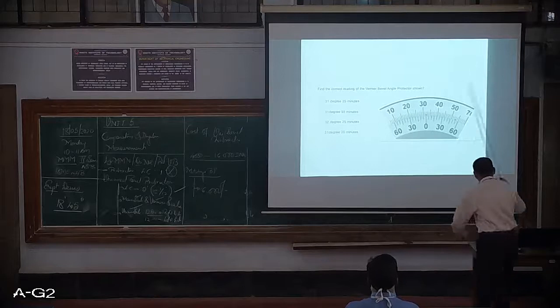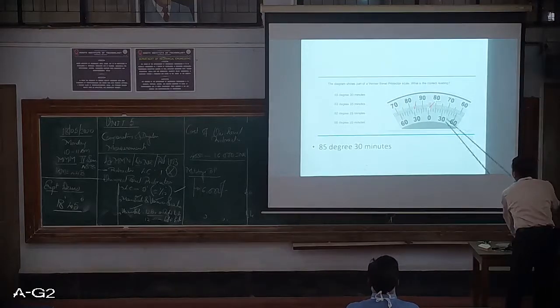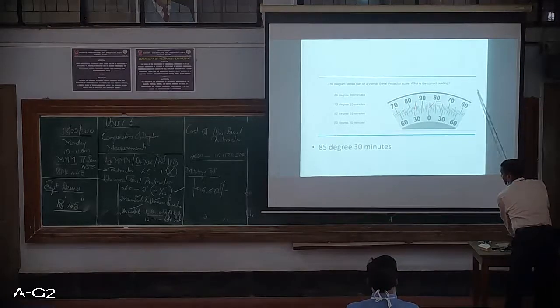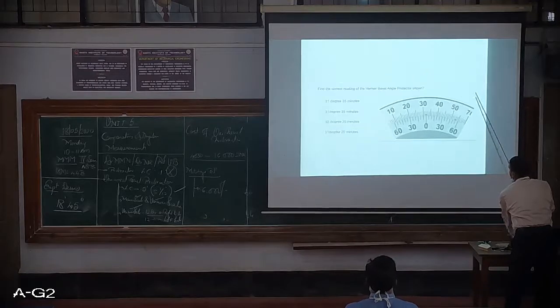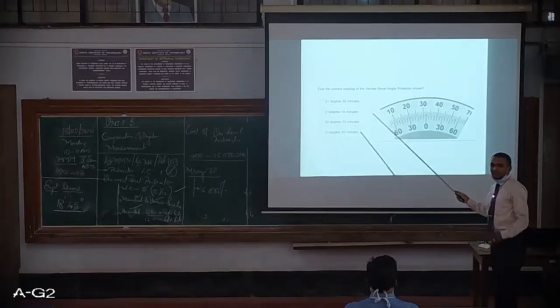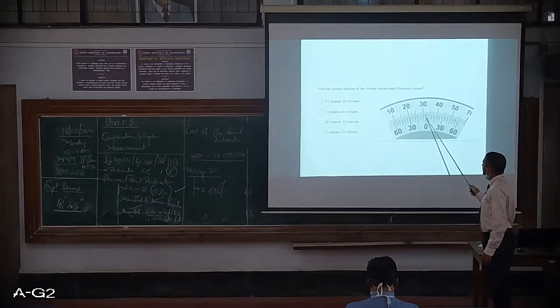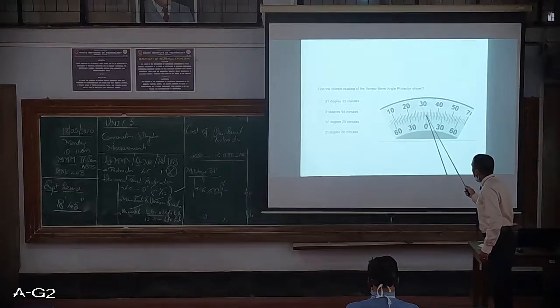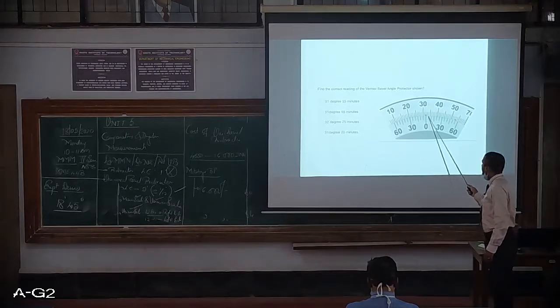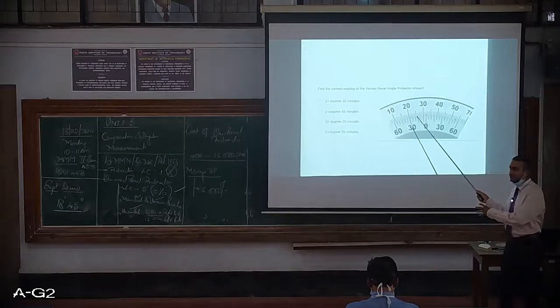You can see in the previous example, 80 was here, 90 was here. We are moving in the opposite direction. Over here, 30 and 40. So from left to right. So nothing to worry. So 30 and 32. Somewhere between 30 and 32. This is not exactly coinciding. So this is 31 degree and some minutes.